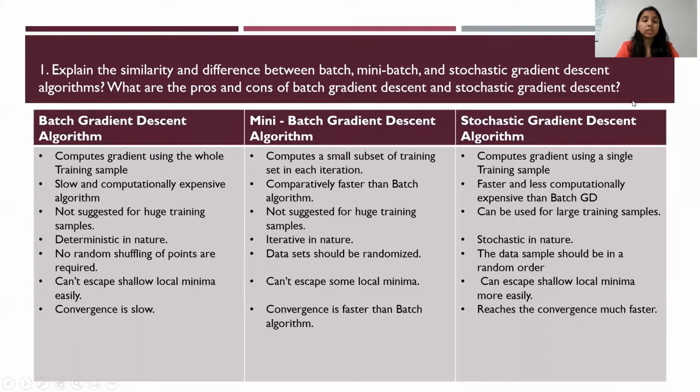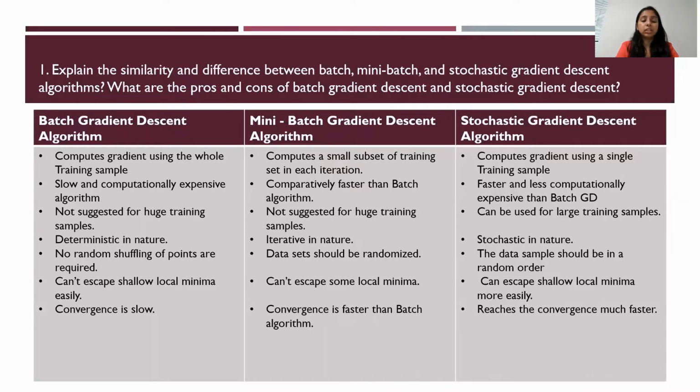The first question is explain the similarity and difference between batch, mini batch, and stochastic gradient descent algorithms. What are the pros and cons of batch gradient descent and stochastic gradient descent? So batch gradient descent, mini batch gradient descent and stochastic gradient descent are the three algorithms that are used to optimize the cost function or the loss function in a network. So these are three different methods and they are implemented differently.